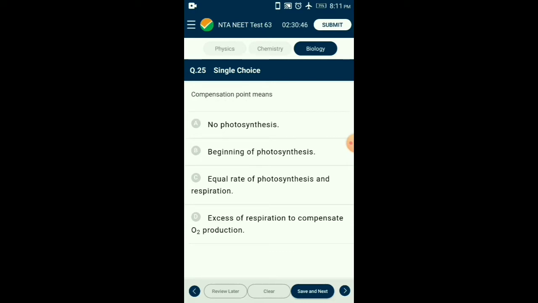Compensation point means when the rate of photosynthesis, that means the process of converting solar energy into chemical energy, is same as that of respiration, utilization of stored energy. It is referred to as compensation point. So the answer is option C, equal rate of photosynthesis and respiration.